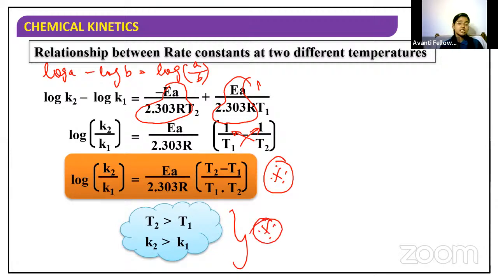If I increase the temperature, what will happen to the rate constant? That kind of question can be asked. So any doubt? Do any of you have any doubt? Is everything clear and okay?